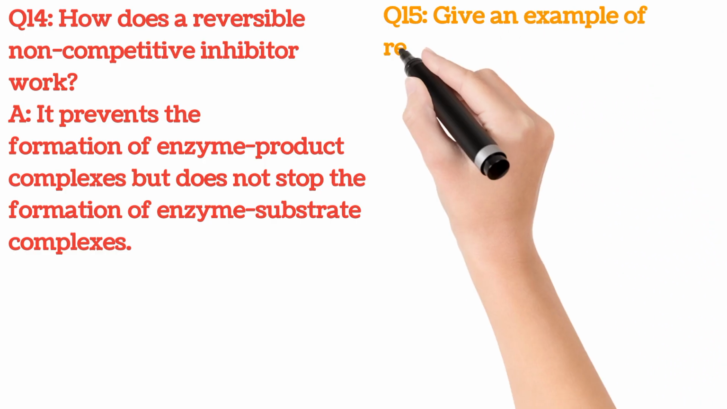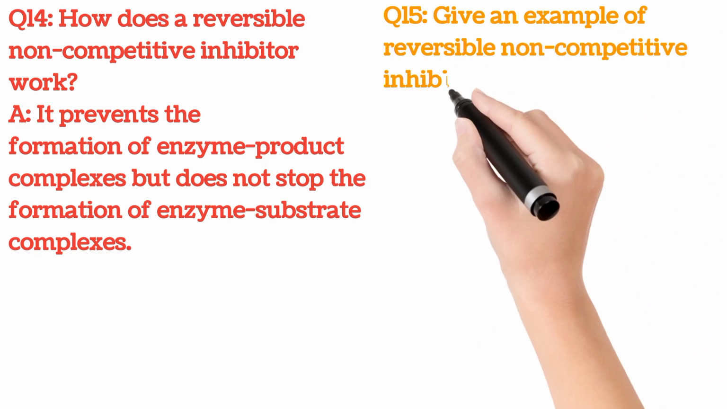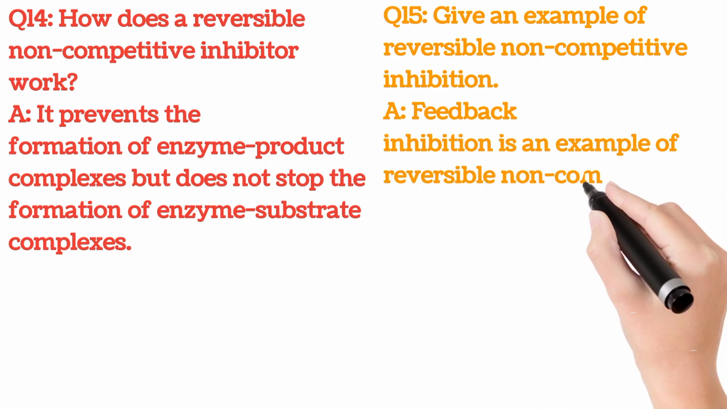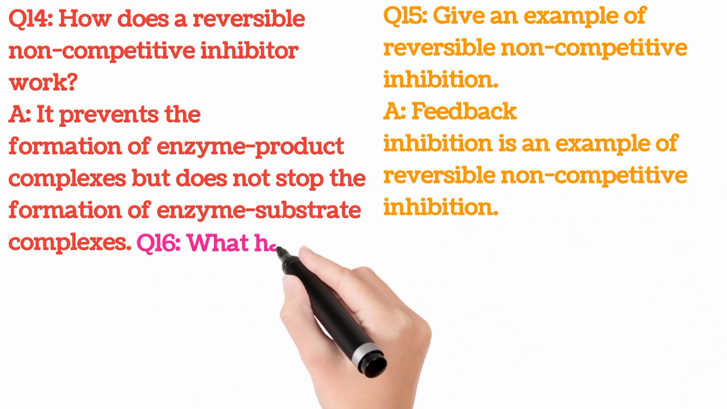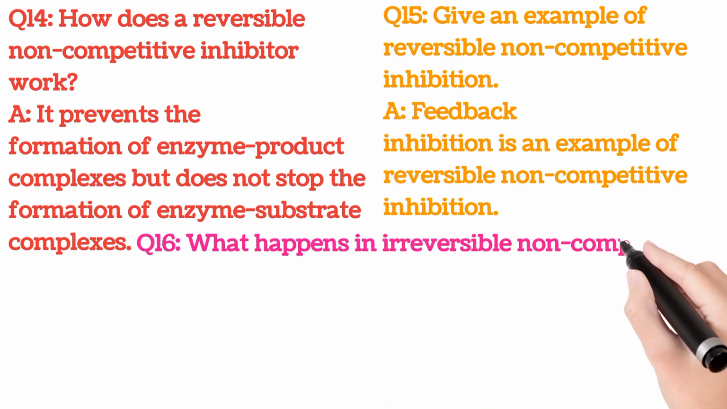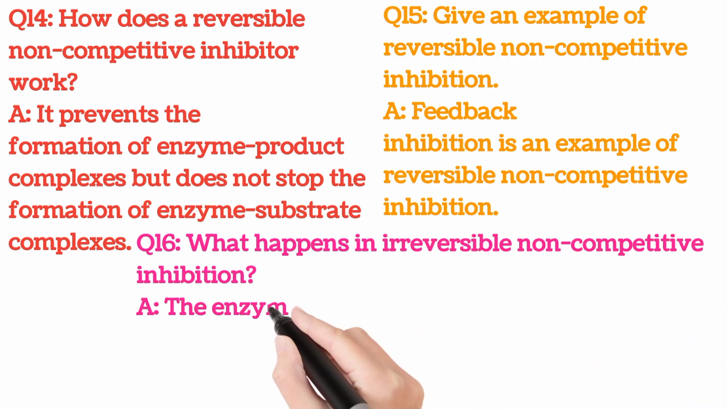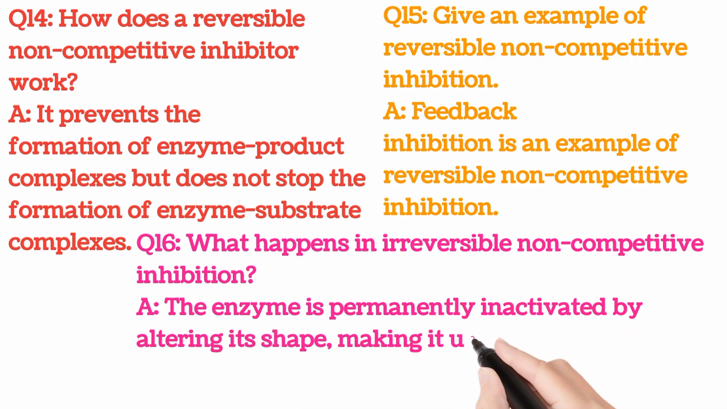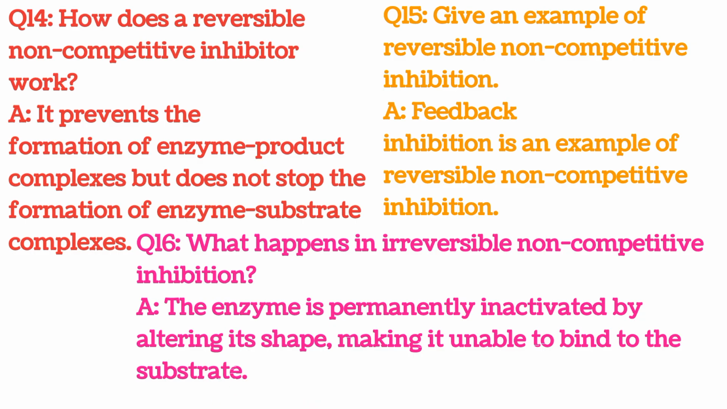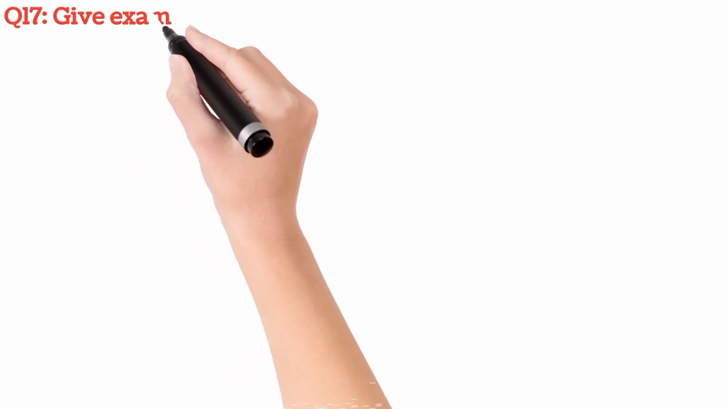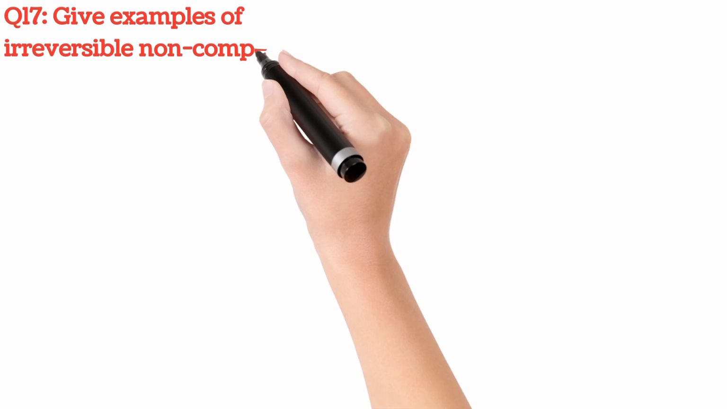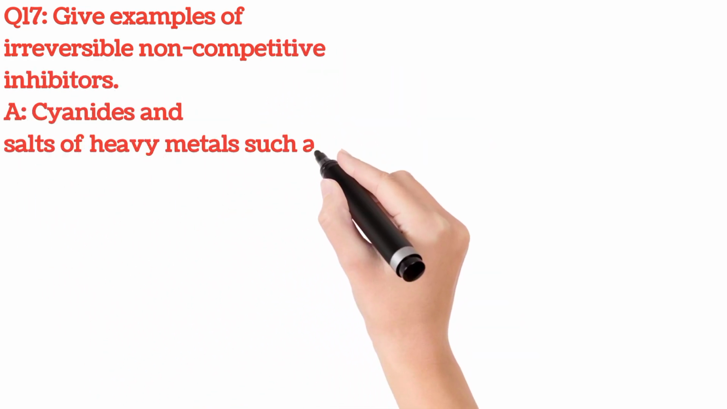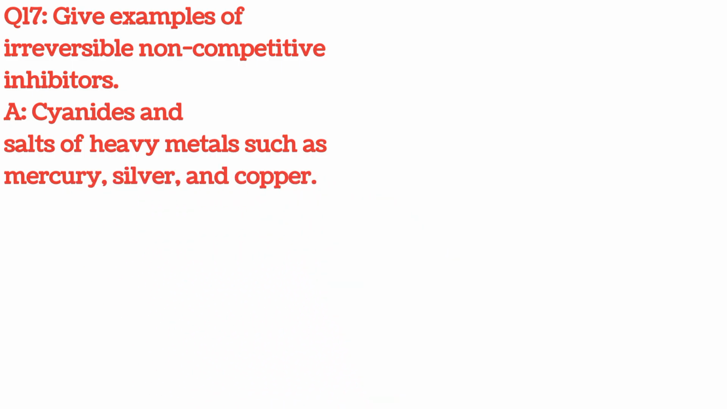15. Give an example of reversible non-competitive inhibition. Feedback inhibition is an example of reversible non-competitive inhibition. 16. What happens in irreversible non-competitive inhibition? The enzyme is permanently inactivated by altering its shape, making it unable to bind to the substrate. 17. Give examples of irreversible non-competitive inhibitors. Cyanides and salts of heavy metals such as mercury, silver, and copper.